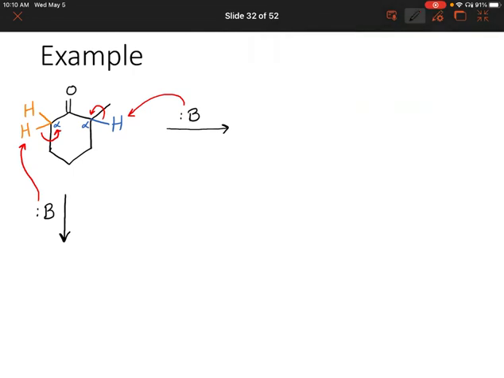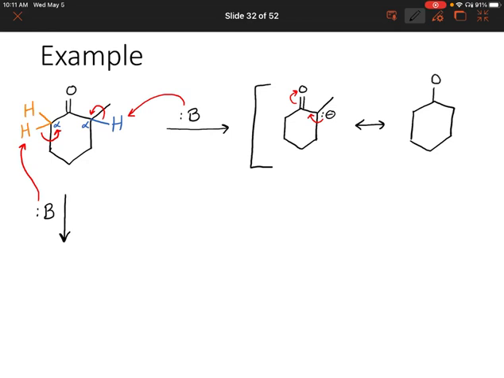All right, so let's focus on the one going to the right. So the blue alpha proton has been taken by a base, so we would end up forming this enolate here. But it does have a resonance structure, right? So we can move the electrons over and show our resonance structure. So in the hybrid structure, the negative charge is shared between a carbon and an oxygen.